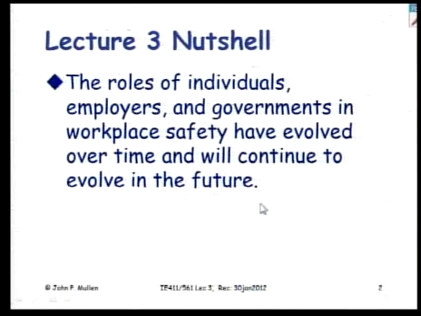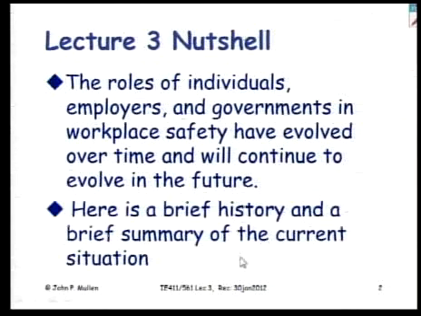The roles of individuals, employees, and governments in workplace safety have evolved over time and will continue to evolve in the future. So here's a very brief history and summary of the current situation.